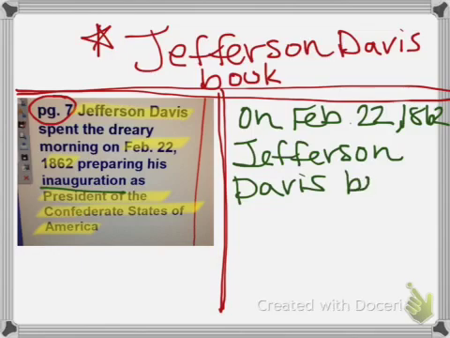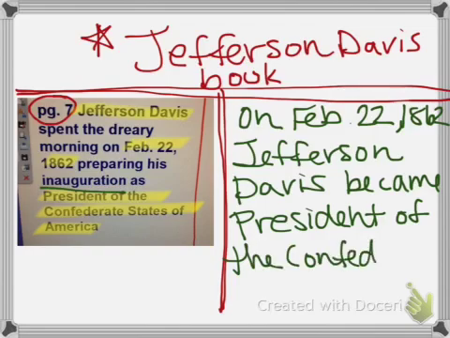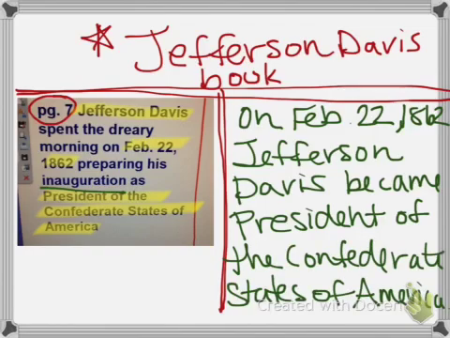So we put that, became president, and we copied all of that down. President of the... I went ahead and finished the text so you don't see me writing it. But on February 22nd, 1862, Jefferson Davis became President of the Confederate States of America. That sounds like something a 4th grader would say and something a 4th grader would write.